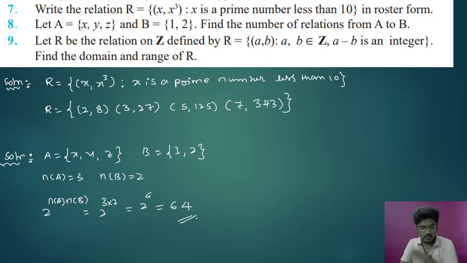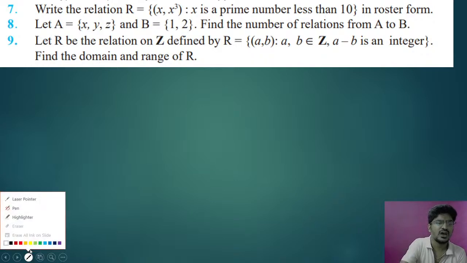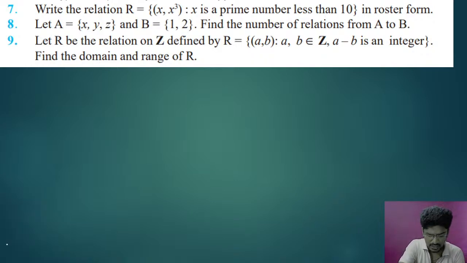relations. So totally you can define 64 relations from set A to set B. Clear? Very good. So most of you got the right answer. Very fine. That means the problems are clear to everyone.